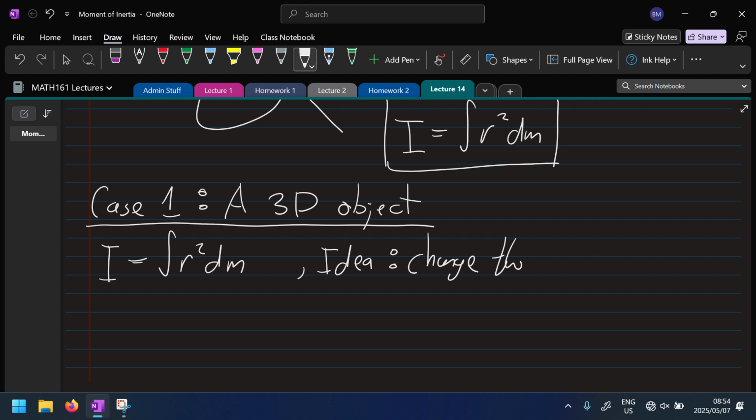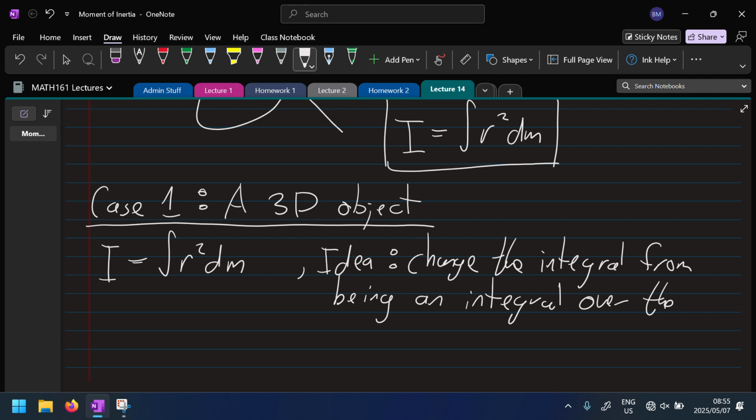So we want to change the integral from being an integral over the mass to being an integral over x, y, z. We know how to deal with that.